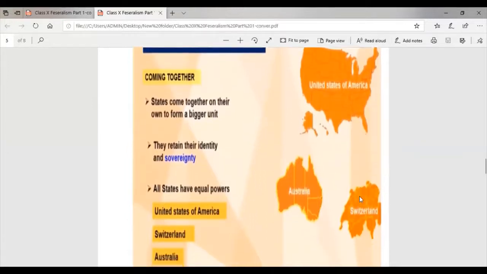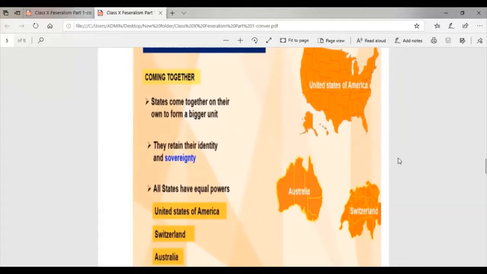First, we will analyze the meaning of coming together federalism. What is coming together federalism? Here, the states come together on their own to form a bigger unit. For example, the United States of America. Initially, it was 13 British colonies. But today it is 50 big states, and each state has come together to form a bigger unit. Now, what is the benefit?